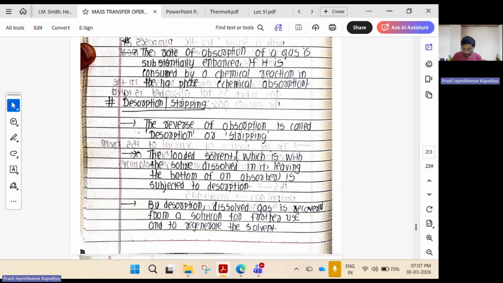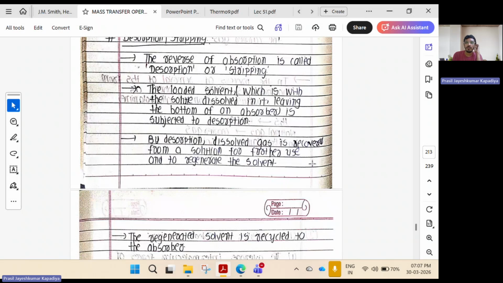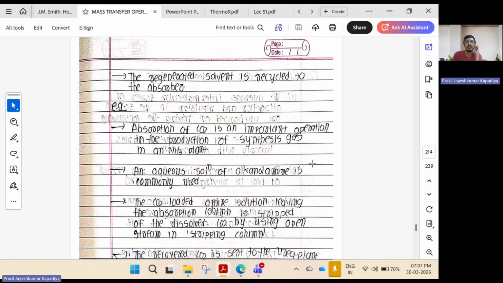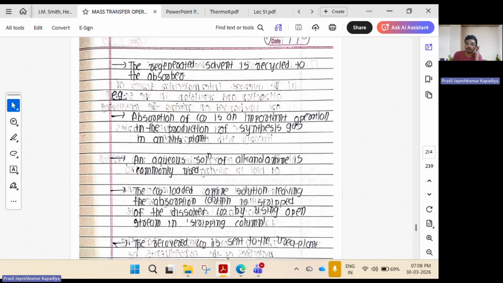Now desorption. I had a gas and I dissolved some component in the liquid. Now I need to purify the liquid and reuse it. So the reverse of absorption is called desorption or stripping. The loaded solvent, with the solute dissolved in it, leaving the bottom of the absorber is subjected to desorption. By desorption, dissolved gas is recovered from a solution for further use and to regenerate the solvent. The regenerated solvent is recycled to the absorber. One practical example is the absorption of CO2.